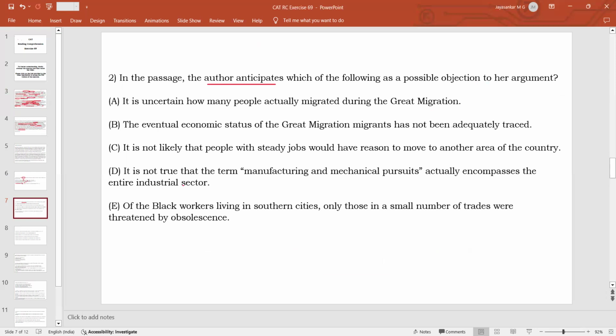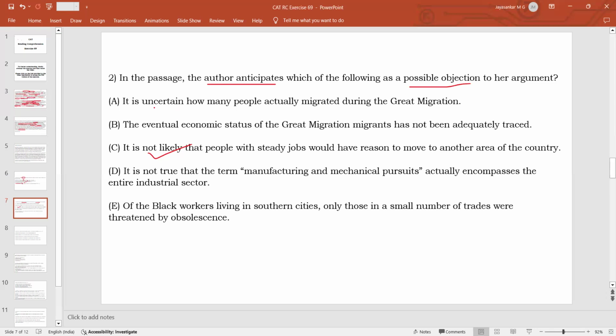So very clearly, what will be the answer? Option C: it is not likely that people with steady jobs would have reason to move to another area of the country. This will be the possible objection. The moment she says that black workers in the southern cities had migrated, people will ask why would people with steady jobs in cities want to move to another area of the country. So that is the objection, and then she is addressing that objection. C is the answer.